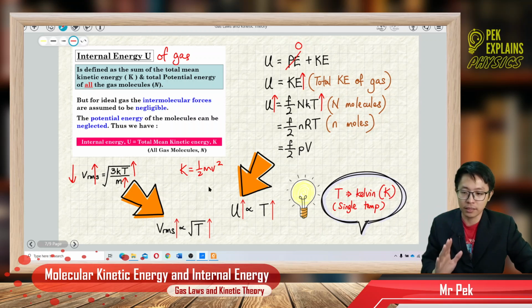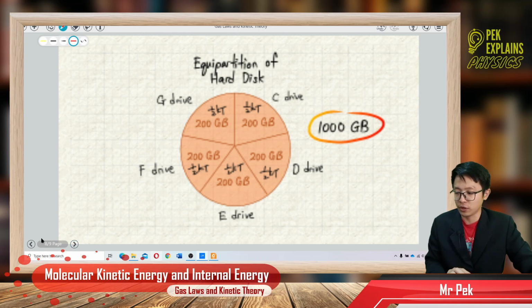And the last thing is, all this temperature, in Vrms, NkT and nRT, must be changed to Kelvin, the SI unit of temperature. We cannot use degrees Celsius. All right, I think that's it for this chapter.